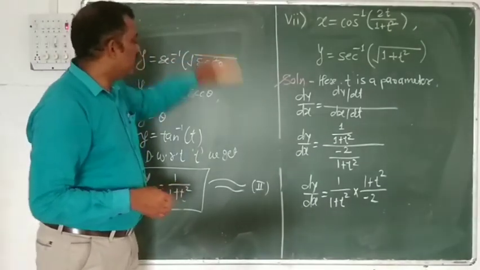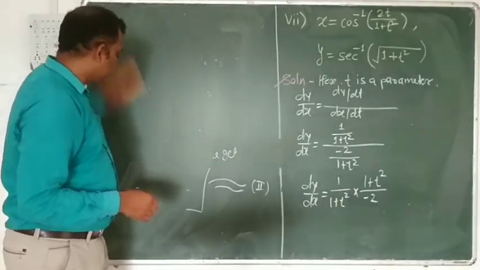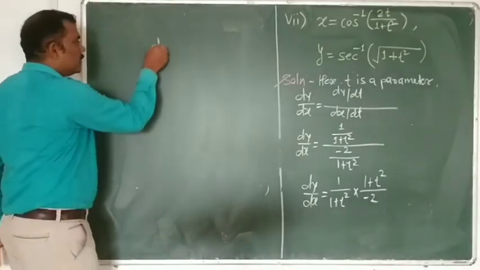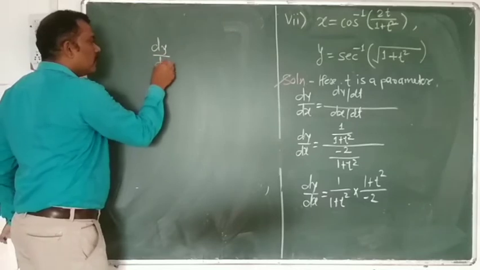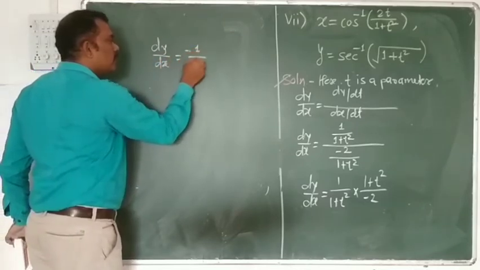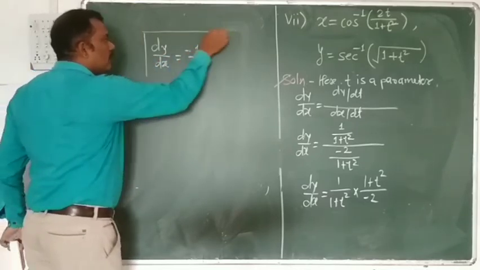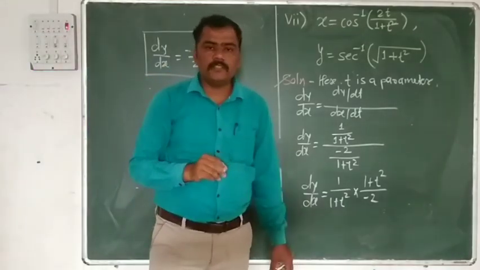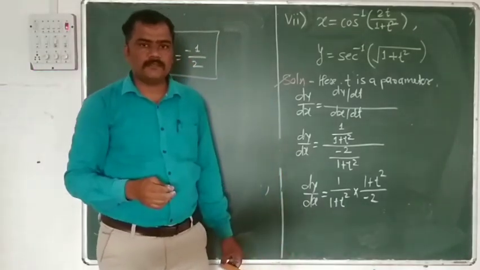So that what we have to get, dy by dx is equal to minus 1 by 2, which is the required answer.